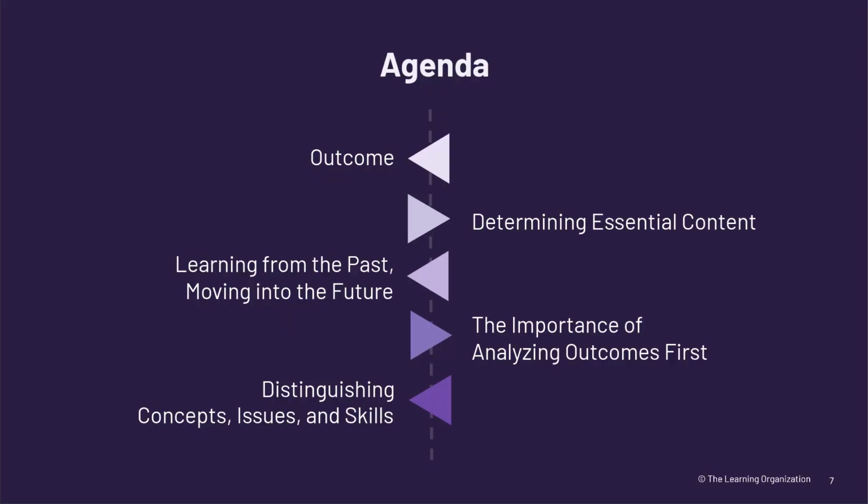The flow of this session is we're going to talk first about what it means to determine essential content, and then look at our past. We have to shift our paradigm on a few things, and be able to design backward from an outside-in perspective. We're going to look at the importance of analyzing outcomes first, which should drive the content, and then be able to distinguish what we mean by concepts, issues, and skills when we talk about essential content.